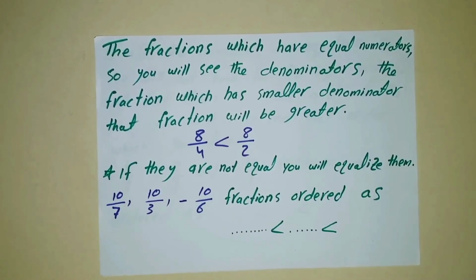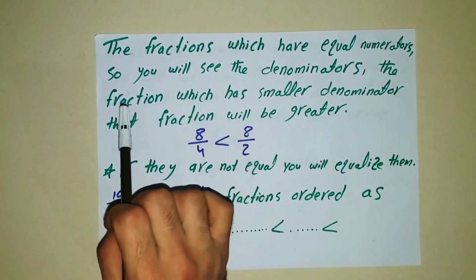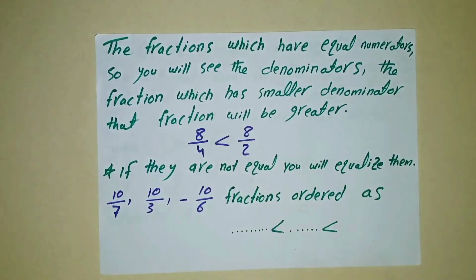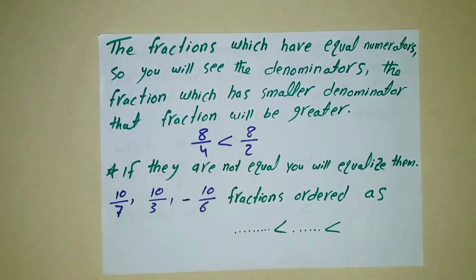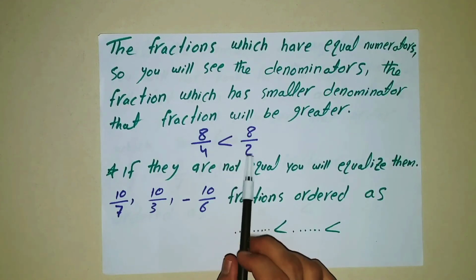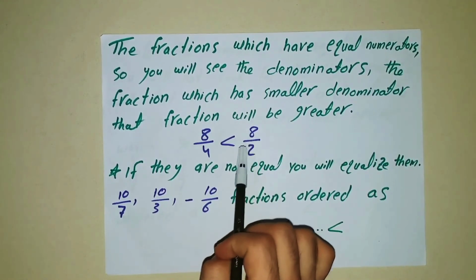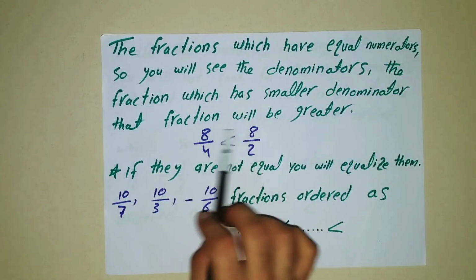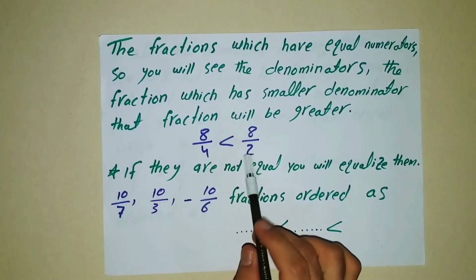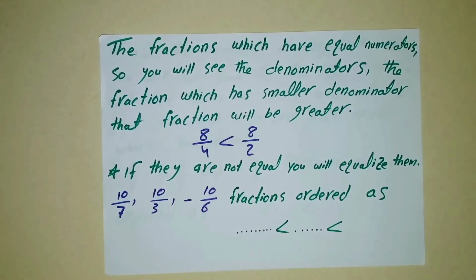Let's check the question which has the same numerators, the fractions which have equal numerators. If they have the same numerator, you will see the denominators. It is the opposite of that one. The fraction which has the smaller denominator will be the bigger. It is the opposite of the other one: when the numerators are the same, you will see the denominators, and the fraction which has the smaller denominator will be the bigger number.